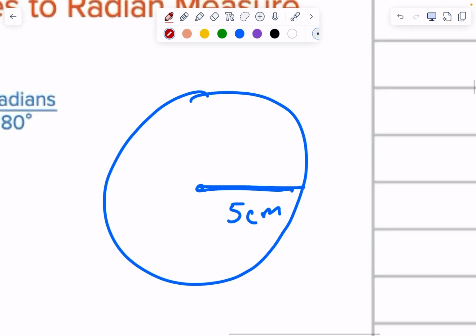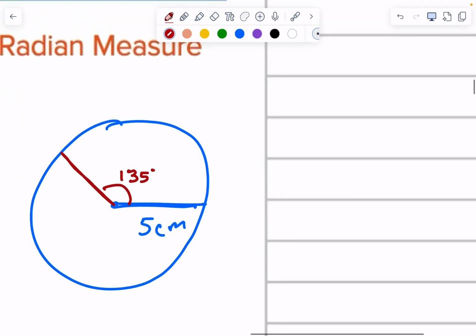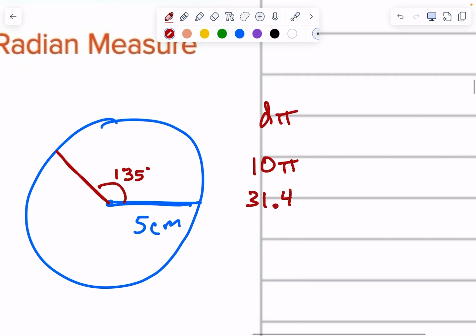What quadrant would it be in? Exactly 45 in the second quadrant. This is 135 degrees, so less than half a circle, right? If I want to find the circumference of the whole circle, it would be diameter times pi, right? It would be 10 pi. 10 pi is 31.415, whatever, 31.4. That's the whole circumference, but I only want how much of it?